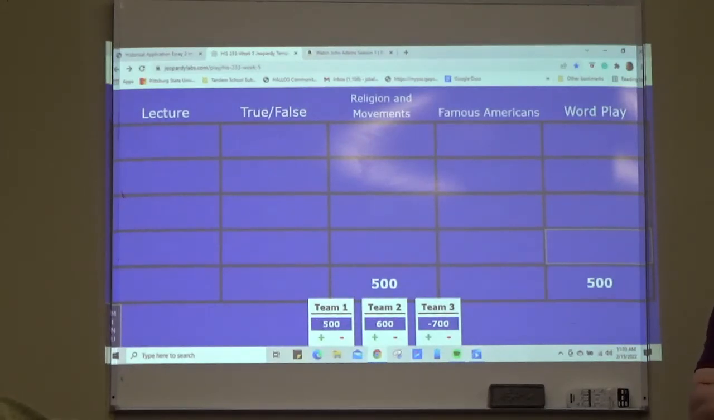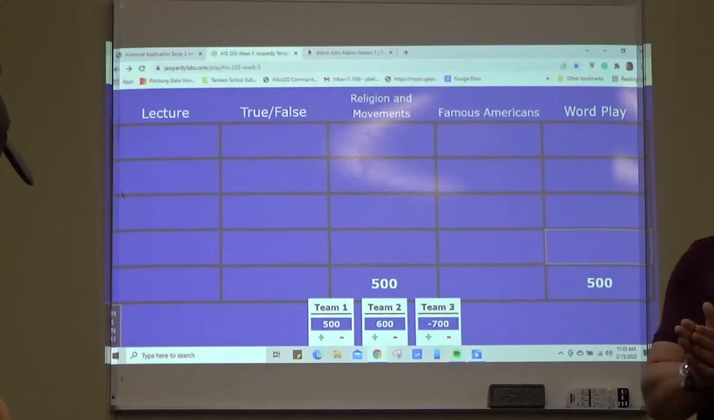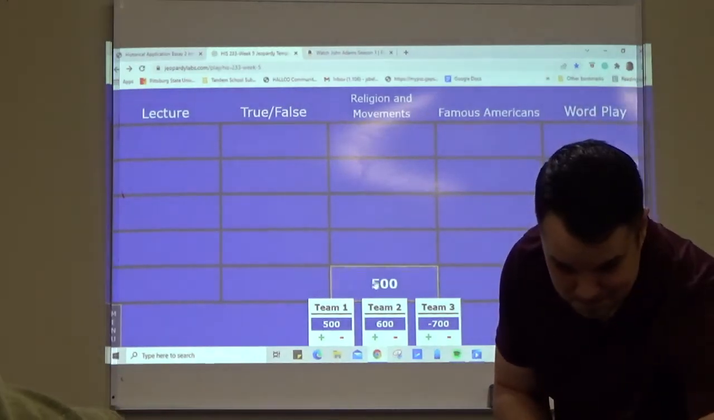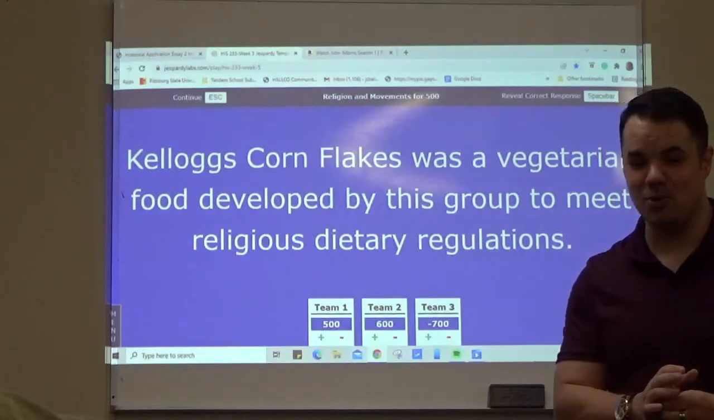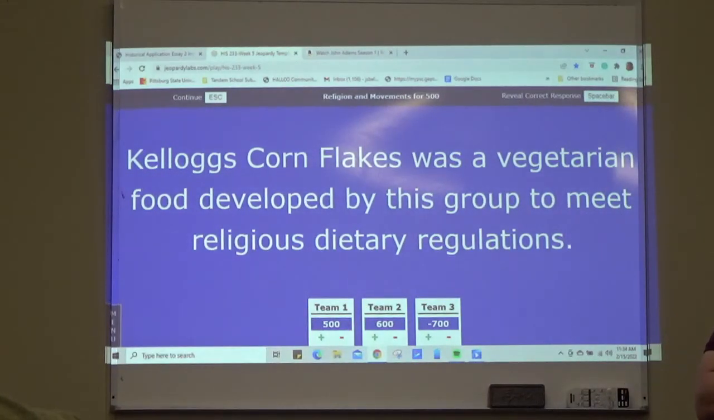Alrighty. So I've got 2 more. Let's do the religion and movements 500. Kellogg's Corn Flakes was a vegetarian food developed by this group to meet religious dietary regulations. I didn't know Kellogg's Corn Flakes was still around. Yep, they were an early cereal. This might surprise you: if you've ever eaten Kellogg's, you've kind of given money to this group.